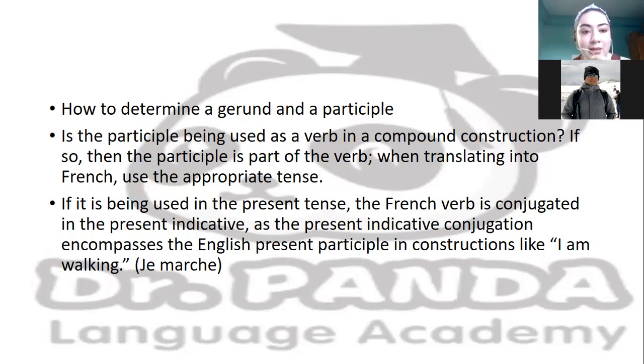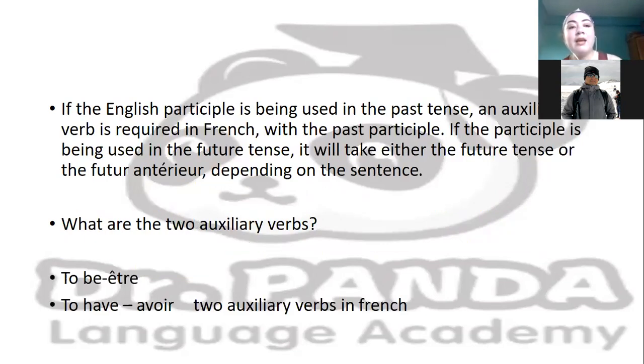So again, how to determine a gerund? If it is in a compound sentence and if it is part of the verb. Second, if it is conjugated in a present indicative, then the present indicative conjugation encompasses the English present participle in constructions like I am walking. If the English participle is being used in the past tense, an auxiliary verb is required in French with the past participle. If the participle is being used in the future tense, it will take either the future tense or the futur antérieur, depending on the sentence.